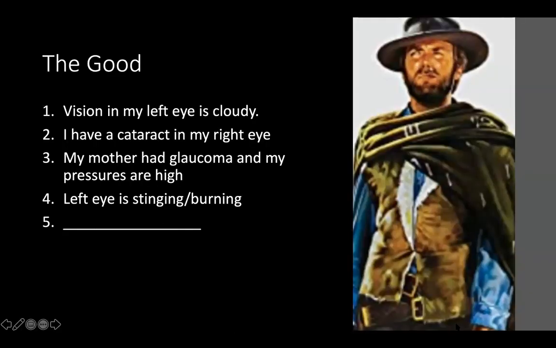So let's cover some of these. Here's some good examples of chief complaints. Vision in my left eye is cloudy. I have a cataract in my right eye. My mother had glaucoma and my pressures are high. My left eye is stinging and burning. Or fill in the blank, anything related to their eye and some sort of problem, okay? So these are good.